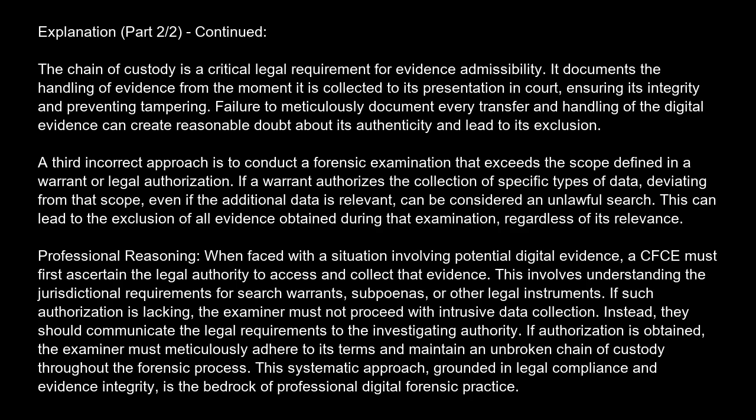Professional reasoning. When faced with a situation involving potential digital evidence, a CFCE must first ascertain the legal authority to access and collect that evidence. This involves understanding the jurisdictional requirements for search warrants, subpoenas, or other legal instruments. If such authorization is lacking, the examiner must not proceed with intrusive data collection. Instead, they should communicate the legal requirements to the investigating authority. If authorization is obtained, the examiner must meticulously adhere to its terms and maintain an unbroken chain of custody throughout the forensic process. This systematic approach, grounded in legal compliance and evidence integrity, is the bedrock of professional digital forensic practice.